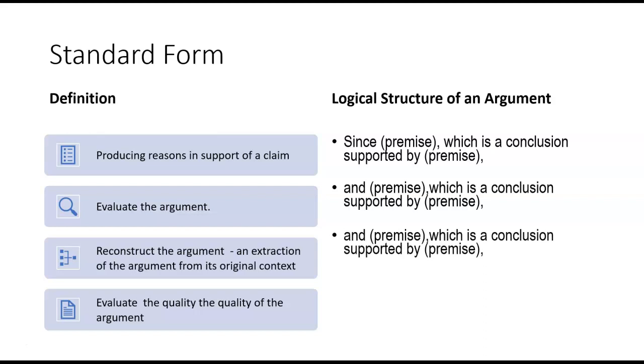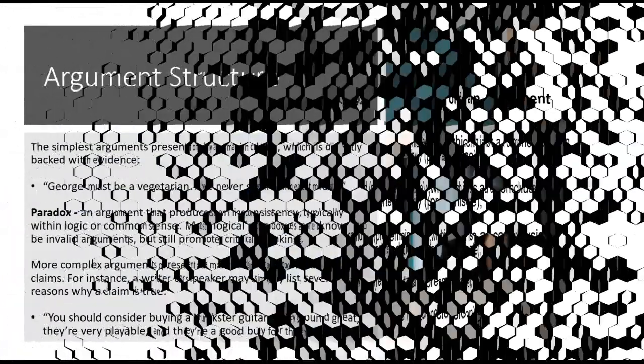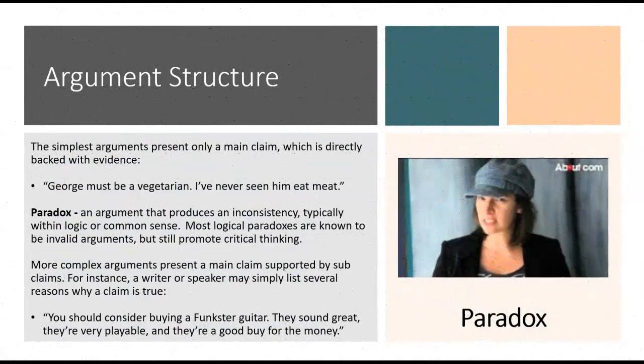Some arguments will have fewer or more premises. Some may not include a rebuttal or a counterargument premise. All will have a conclusion that is a result of the premises. The standard form formula remains the same. Many arguments are simple, some are complex. Some arguments are well developed. Some are rife with faulty reasoning, flawed thinking, and paradox.